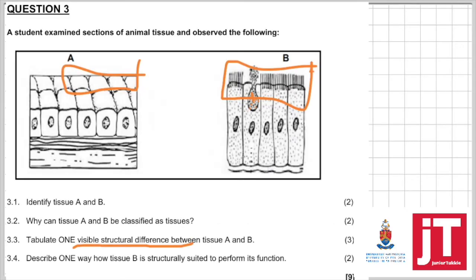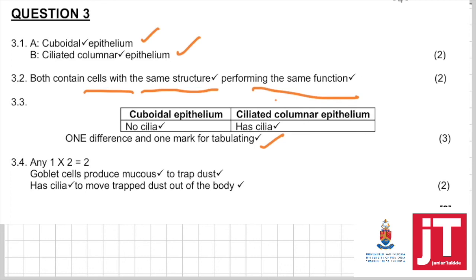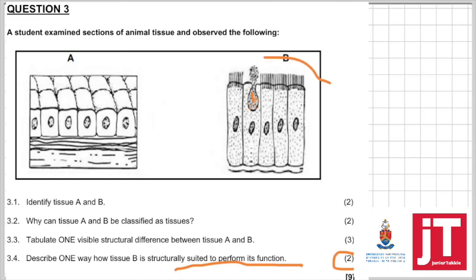Now let's look at 3.4. Describe one way how tissue B's structure is suited to perform its function. You have to describe one way for 2 marks. So you could have said that tissue B has goblet cells that produce mucus that traps the dust with the foreign particles. You could have said the tissue has cilia that move the trapped dust out of the body, as you can see here in the picture.